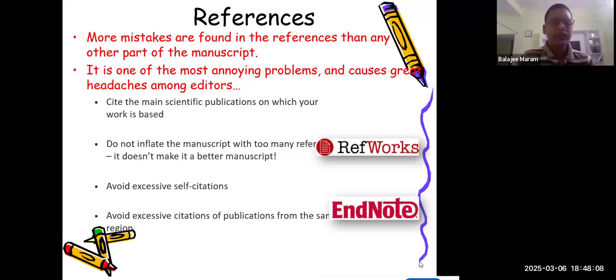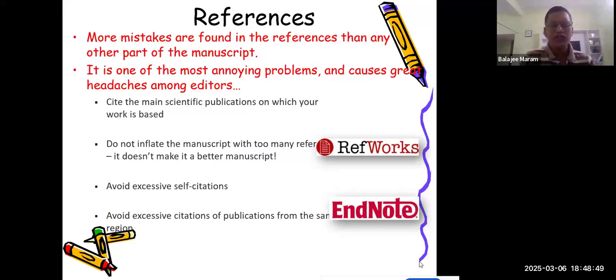And third point, avoid excessive self-citations. Okay, you are doing some research on some domain, but it doesn't mean you should always refer only to your own work. You have some idea in your work, but you should give respect to others' work also. So you need to refer to other papers, and try to get some knowledge from other works also. So the third point is avoid excessive self-citation. You can use self-citation, one paper or two papers, not five papers or 10 papers. Is it okay? That is ethically wrong.